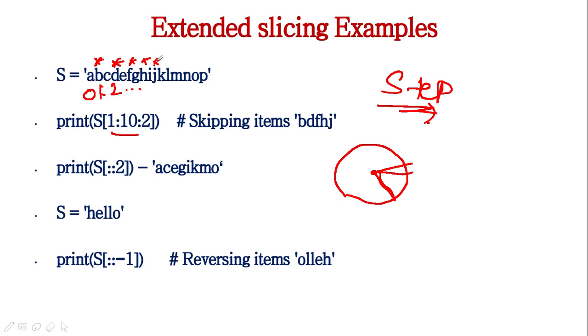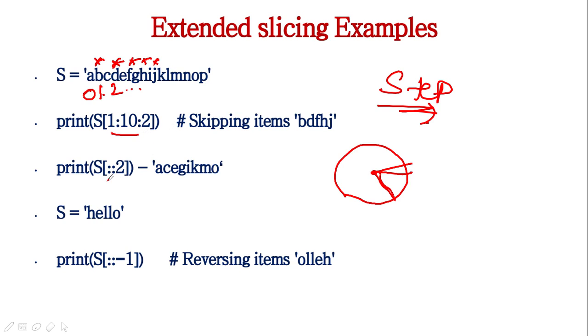Right? This is how it will take. It will not take L because its index value is greater than 10. Even equal to 10 will not be taken. So when you give S1[1:10:2] while slicing, it will take all characters from 1 up to less than 10. Since the step value is 2, it will go 2 at a time along the forward direction.